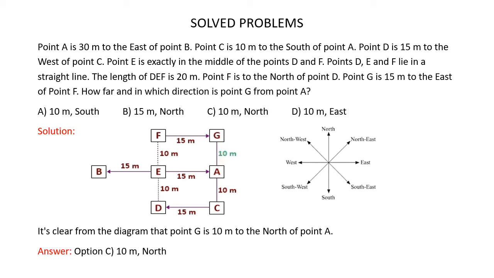Also, point G is in the north direction of A. So it's clear from the diagram that point G is 10 meters to the north of point A. So the correct answer is option C, 10 meters north.